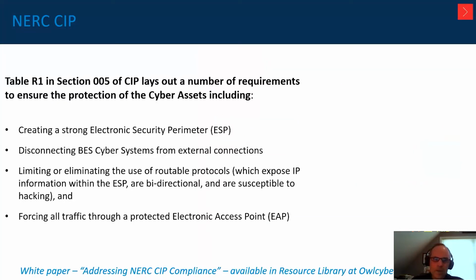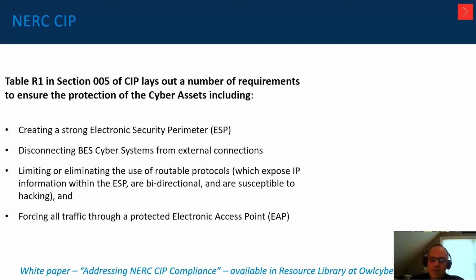Okay. So moving on, excuse me, to NERC CIP. We do have a white paper, and I would suggest folks that are interested to grab that. It's called Addressing NERC CIP Compliance. It's in the resource library at our website, alcyberdefense.com. And the most relevant part really around data diodes and how they play into NERC is in section 5. Creating a strong electronic security perimeter, and that's really what we've just been describing, is how you build that strong security perimeter.